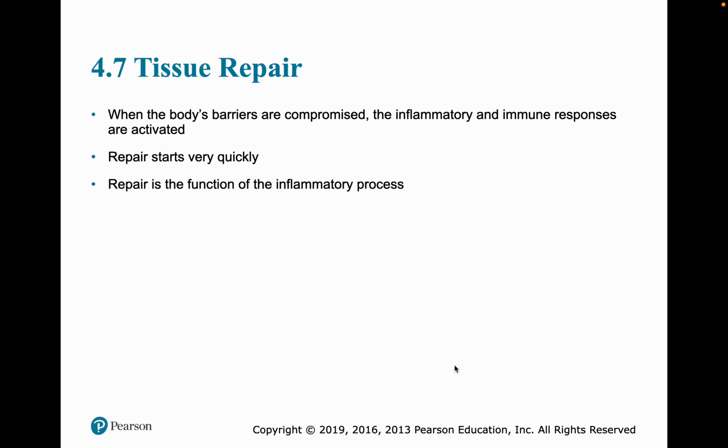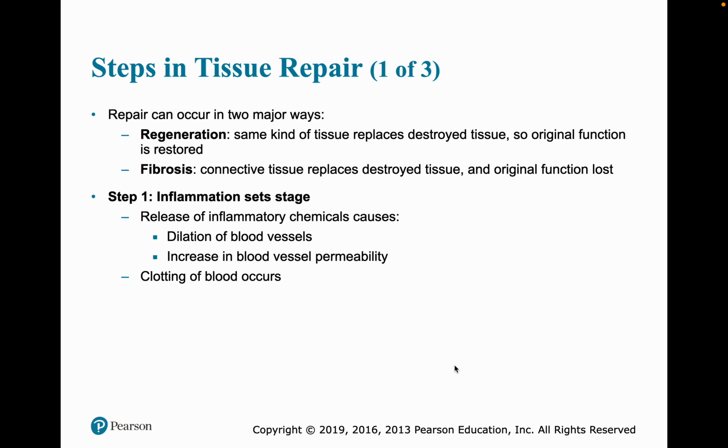So, tissue repair. When the barriers are compromised, the inflammatory and immune response are activated. Repairs will start relatively quickly. The repair is a function of the inflammatory process. Inflammation starts it off. It can occur in two ways. We can get regeneration if we can replace the destroyed tissue, and original function is restored. Or if we can't, we get fibrosis, in which connective tissue replaces the destroyed tissue, and connective tissue cannot do what the other tissues can do, so we lose some function. And in reality, there's going to be a balance in all cases between regeneration and fibrosis.